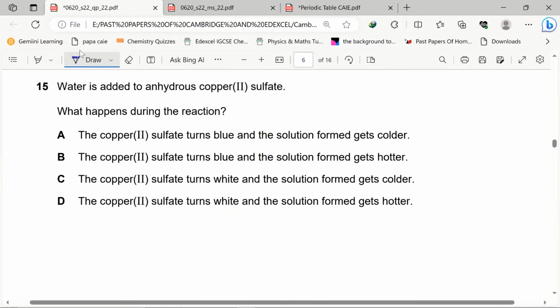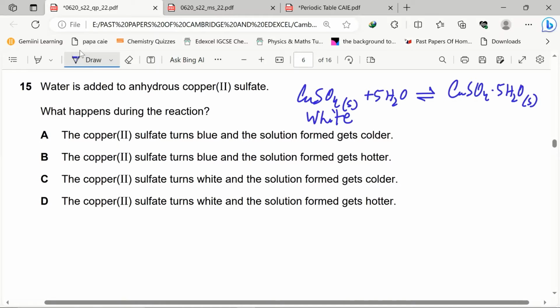Water is added to anhydrous copper sulfate. What happens during the reaction? So we know it is a test for water, copper sulfate. Copper sulfate in solid state, if 5 moles of water is added, then it's a reversible reaction though. So CuSO4.5H2O, which is solid. So this one is white, right? And this one is blue. So what happens during the reaction?